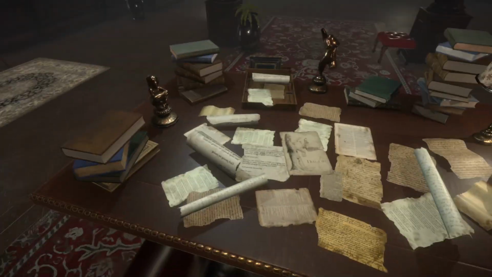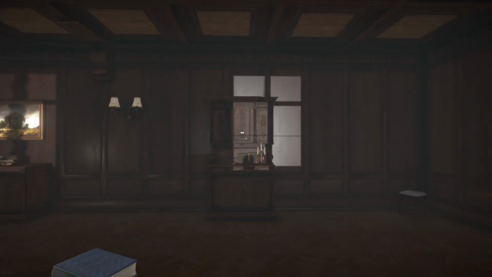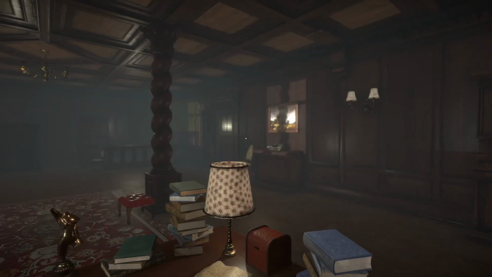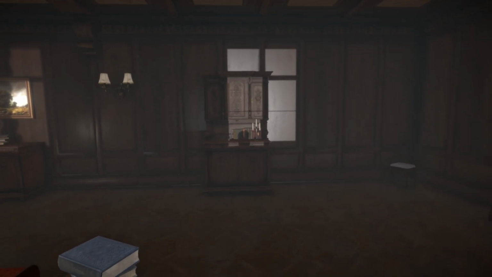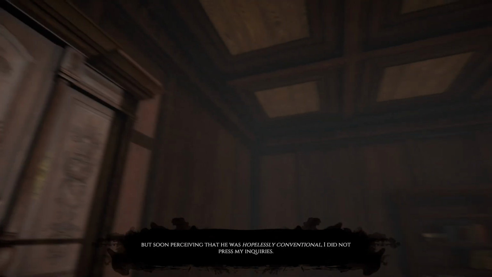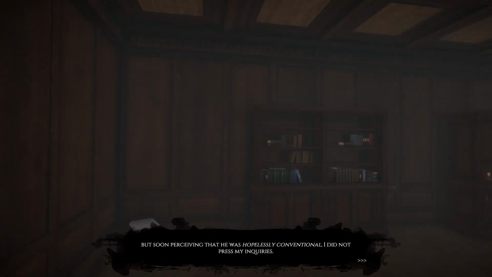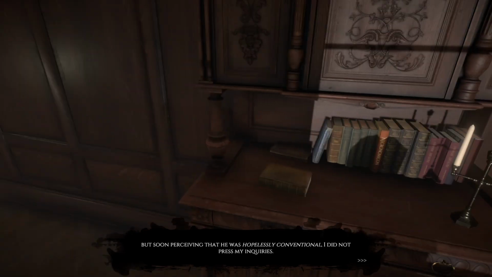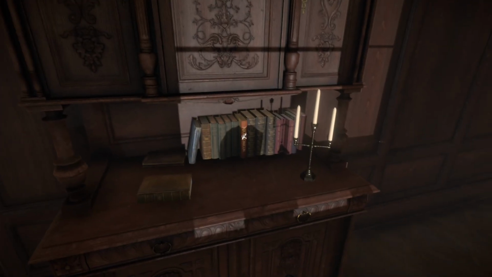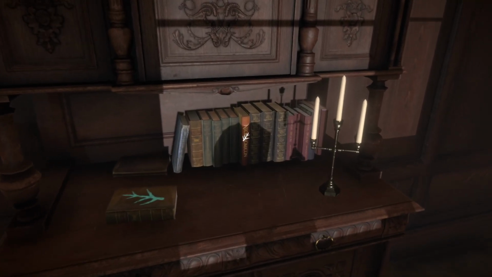Okay, can I move now? I still can't use WASD. No, I can do 360. Nice. What is that?